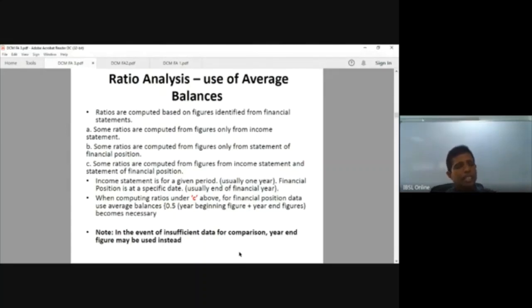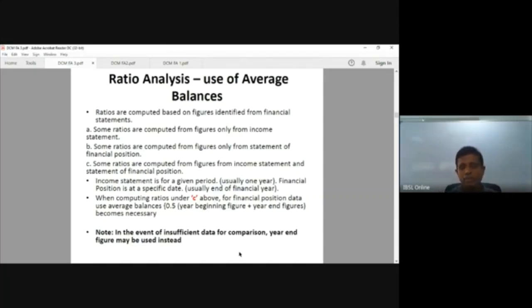In that case, point number 1, the income statement is for a given period, a 12-month period normally. Usually 1 year. The statement of financial position is at a specific date. It is like a snapshot, right?